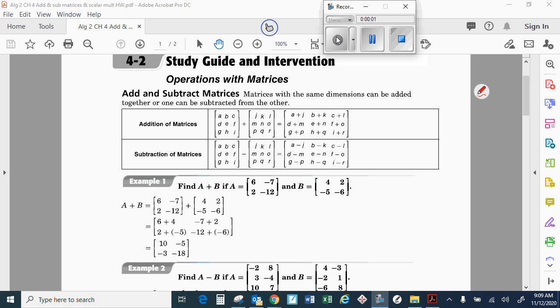Okay, students, today we're going to add and subtract matrices. Notice I'm starting at 4-2. I took out 4-1. 4-1 is dealing with naming.